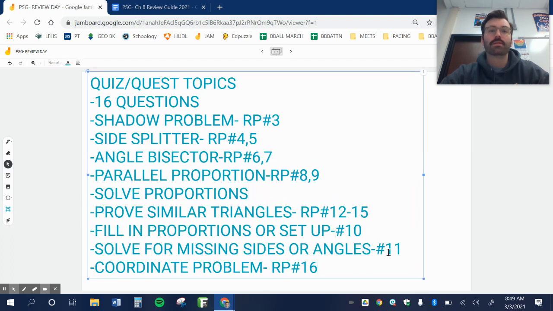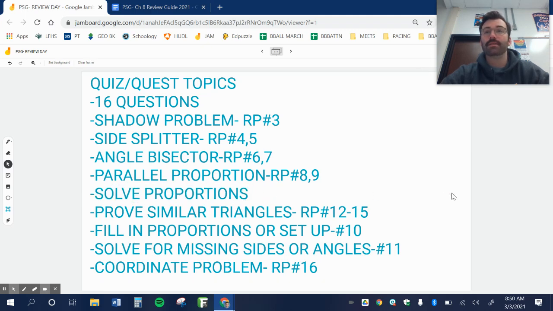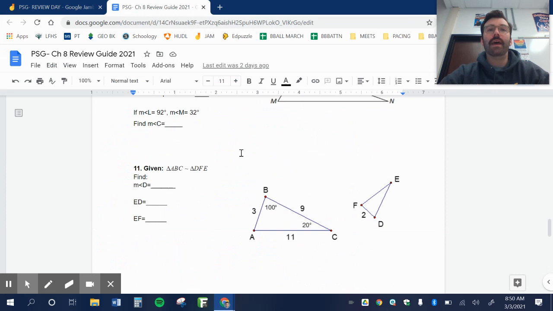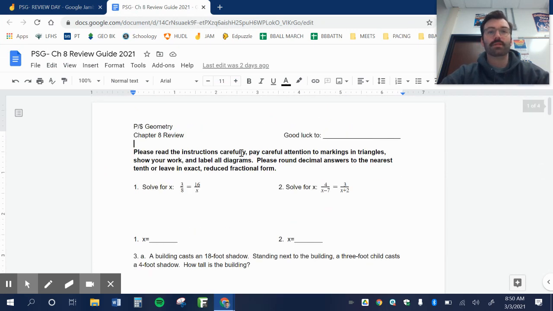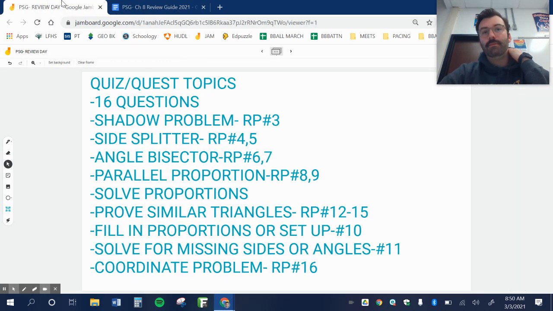Solving proportions is just something general. There's not necessarily a problem like that. We're not going to ask you to do something like numbers 1 and 2, where we just say, hey, solve it. That is just more practice of solving proportions. But you will solve proportions within problems. That's kind of why we put those questions there. Other than that, the quiz is pretty straightforward.